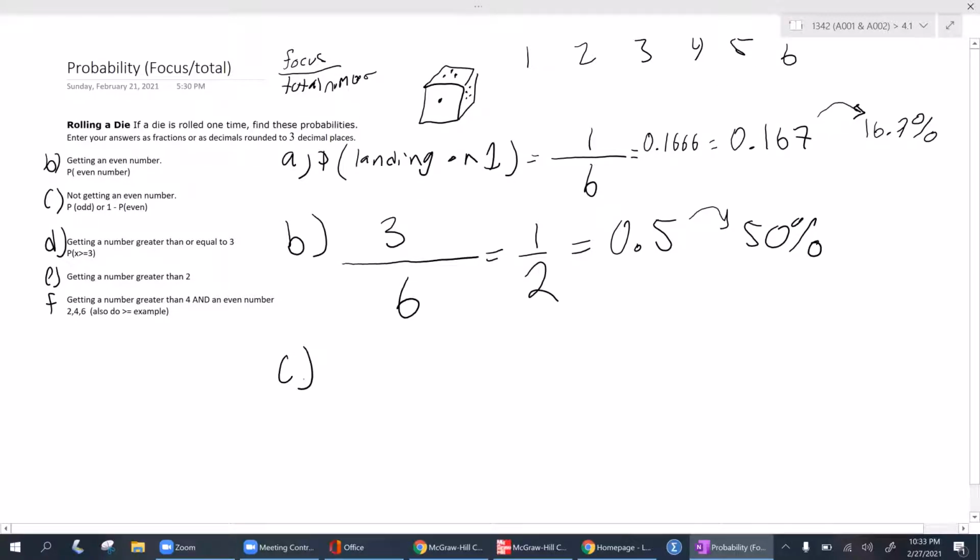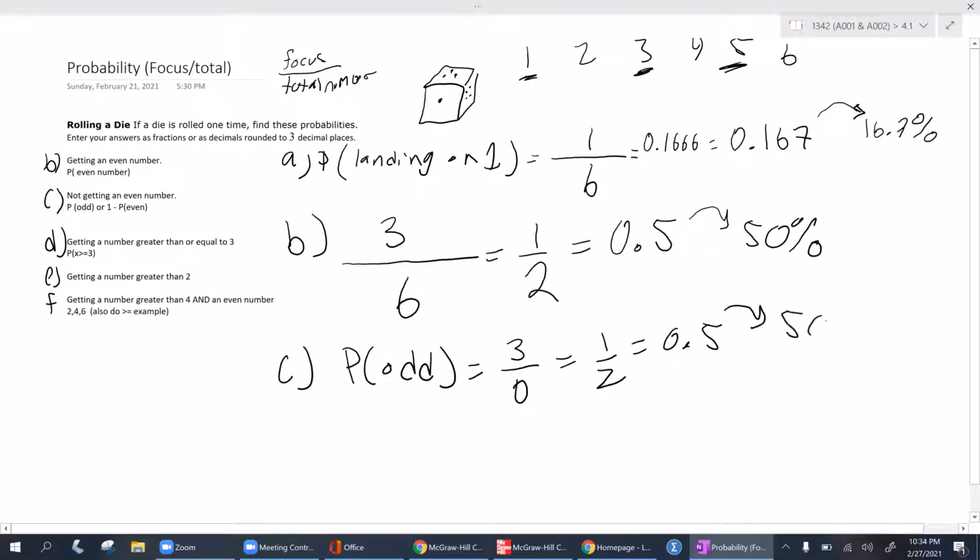Let's go ahead and do C. What is the probability of not getting an even number? So not getting an even number is the same as saying the probability of getting an odd, right? The probability of getting an odd is 1, 2, 3. Okay, very nice. So this is going to be 3 over 6, which is 1 over 2, which is 0.5, in other words, which is 50%.